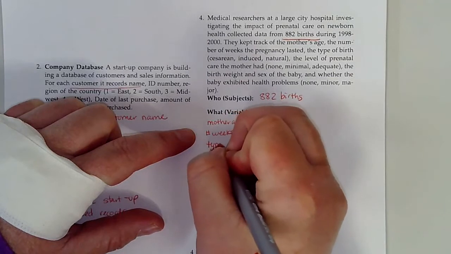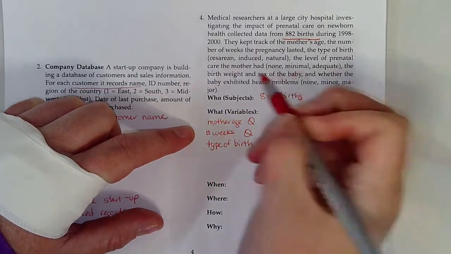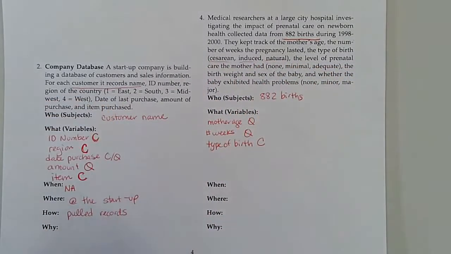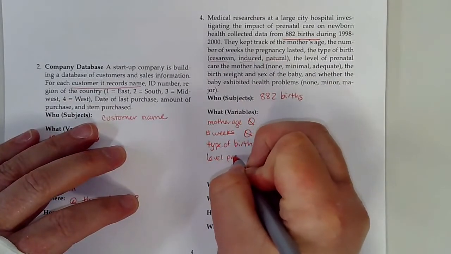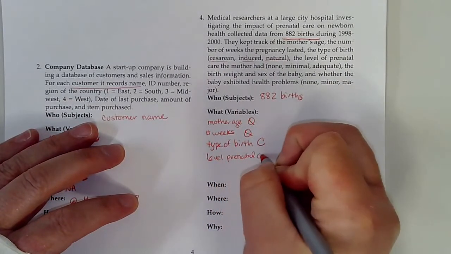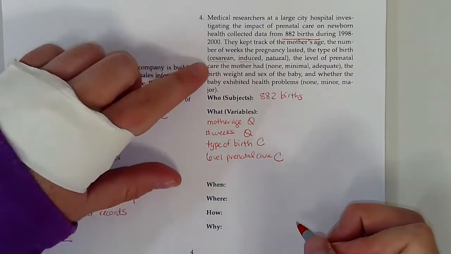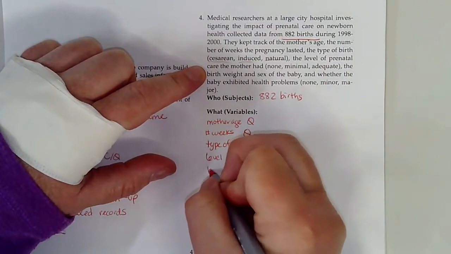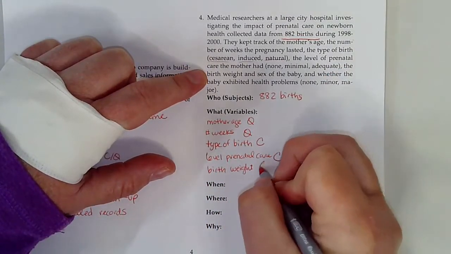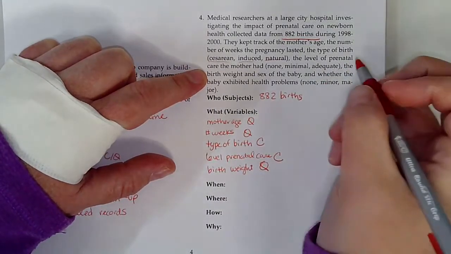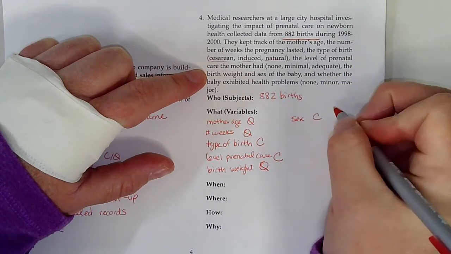Type of birth. They have C-section, induced, and natural. That'll be categorical. They literally tell us what the categories are. The level of prenatal care. Again, they give us the choices here as none, minimal, or adequate. So that's categorical. The birth weight is probably in pounds and ounces. That'll make that quantitative. The sex of the baby will be categorical.